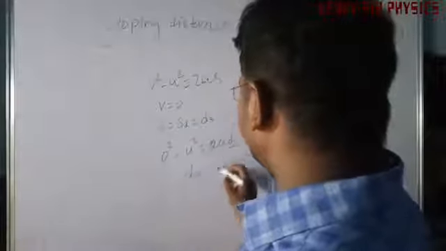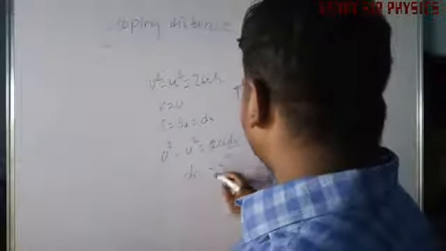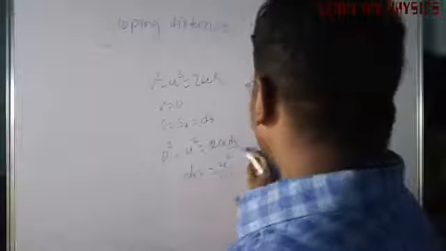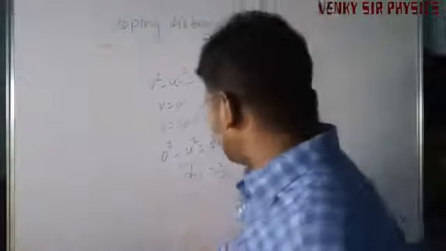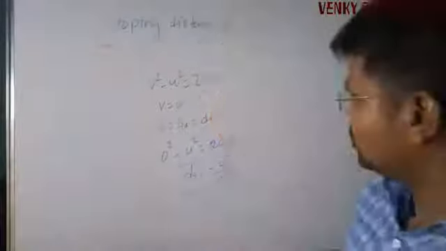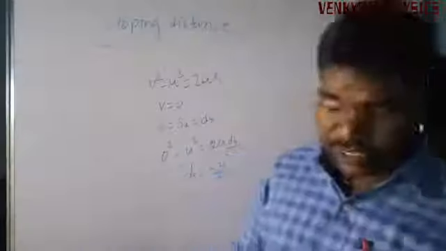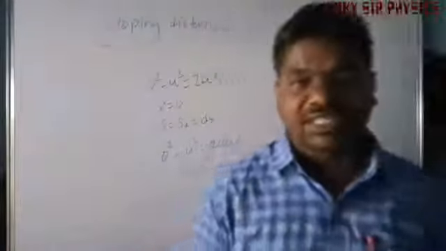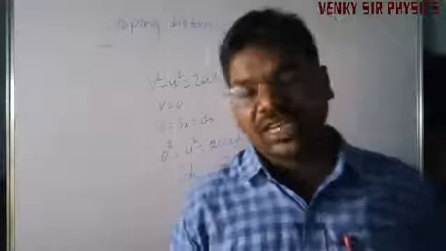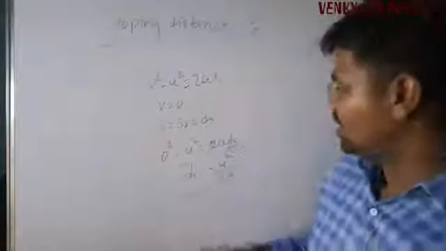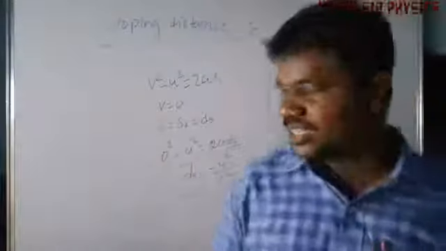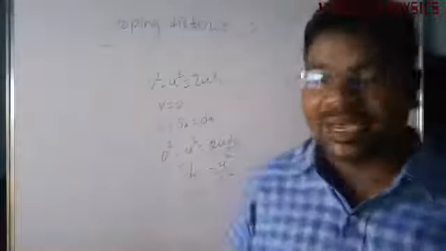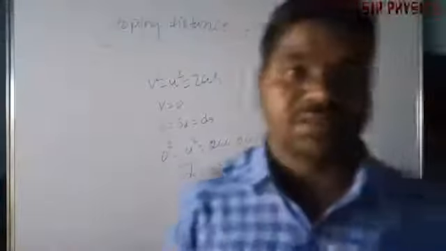The stopping distance ds is equal to minus u square by 2a. By using this formula, ds is equal to minus u square by 2a, we can get the stopping distance. Stopping distance for a vehicle we have to find using this formula.